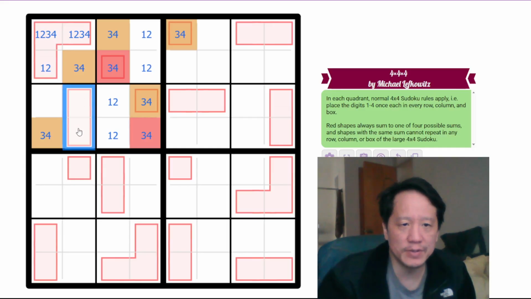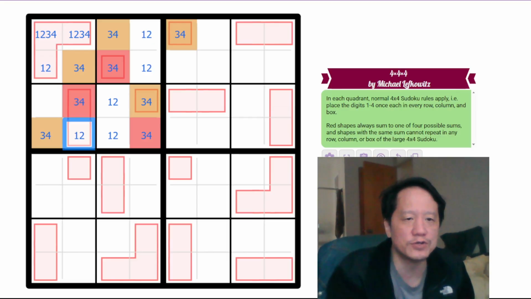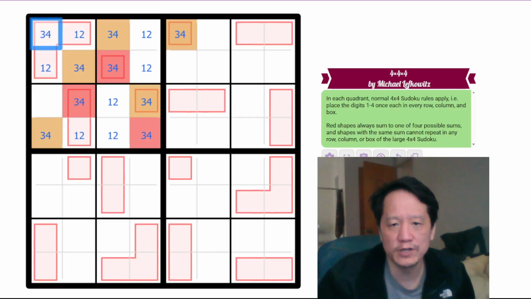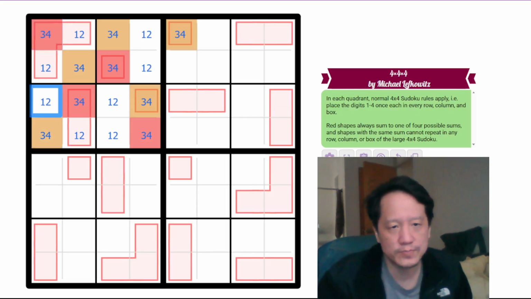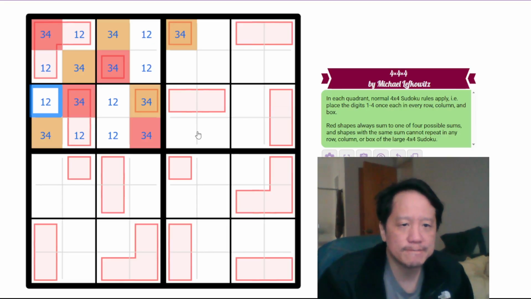This cannot be a combination of 1 or 2, because that would add up to the same sum as 3 in one of these. So this must be then 3 or 4 with red. So this is 3 or 4, this is 1 or 2. This can't be 3 or 4, it's 1 or 2, which makes this the red 3-4. This is also 1 or 2. Interesting.